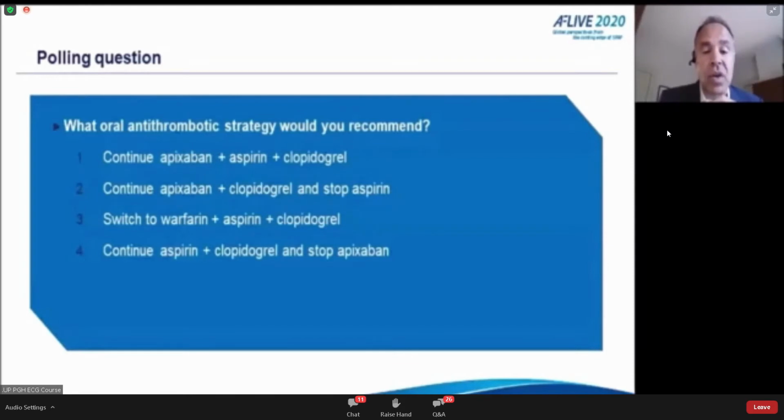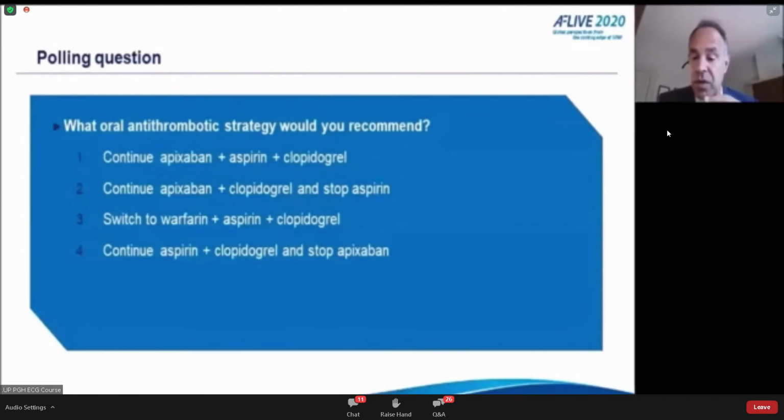Number 2, continue apixaban and clopidogrel, and at the time of discharge, after about 6 days' worth of dual antiplatelet therapy, stop the aspirin. Option number 3 would be to switch away from apixaban and use vitamin K antagonism with warfarin instead, added to dual antiplatelet therapy. And the 4th option would be to continue aspirin and clopidogrel, the dual antiplatelet therapy, but stop apixaban.